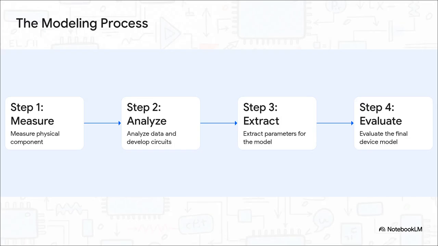The whole process is this meticulous journey from the physical world into the digital one. First, experts take a real component and measure it under all sorts of conditions. Then, they analyze all that data to understand its unique behavior. From there, they develop the math to describe it, and finally, they extract the key parameters to build a model. This final step is the magic moment. It's where a real, tangible object gets perfectly translated into pure data.